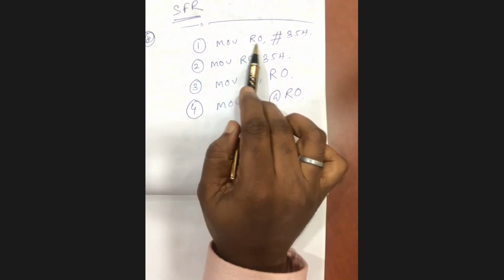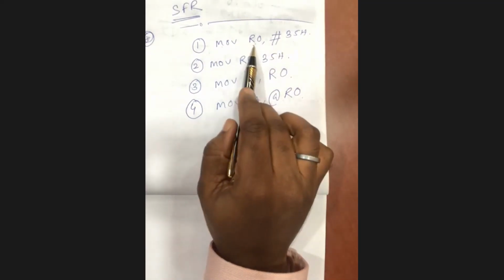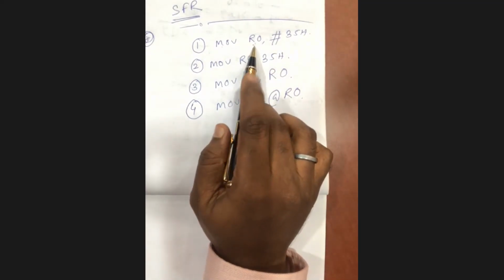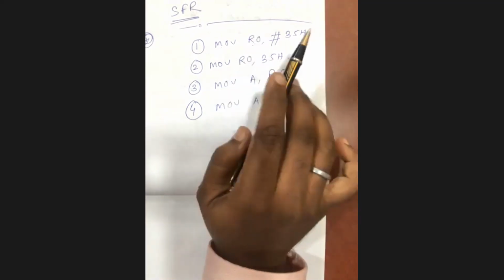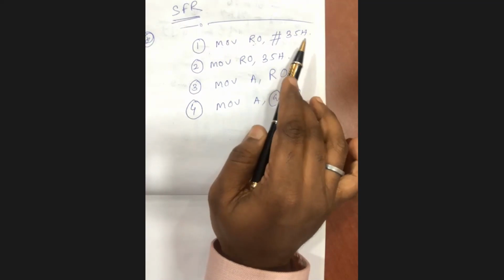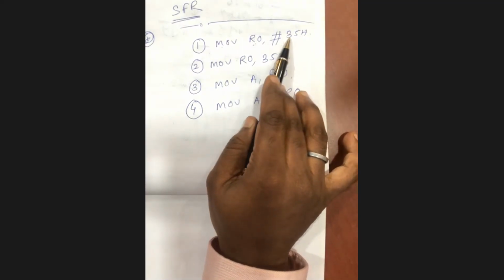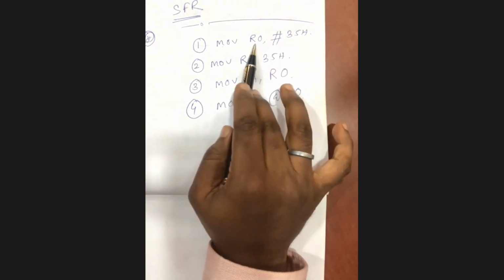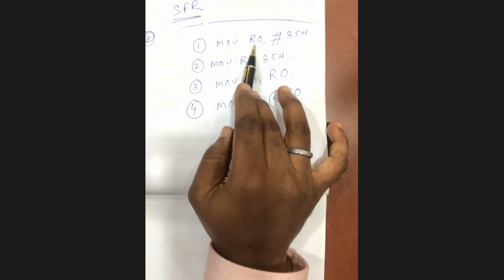Number 1, MOV R0, #35. Instead of R0, you can put any register like R0 to R7, A, B, anything. Instead of 35, you can put any number. I'm just giving an example, nothing else. This is the immediate addressing mode. 35H will be immediately stored into R0. If any data was previously stored in R0, that will be deleted completely, and 35H will be stored.